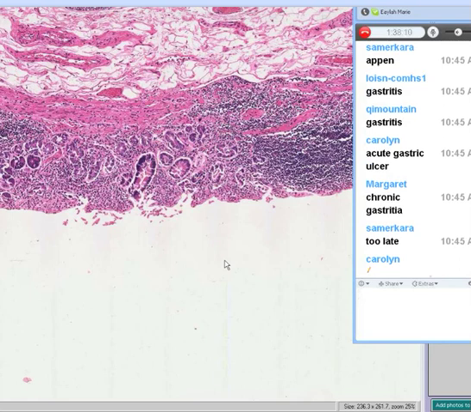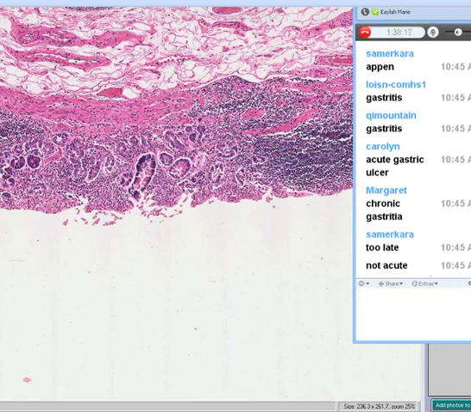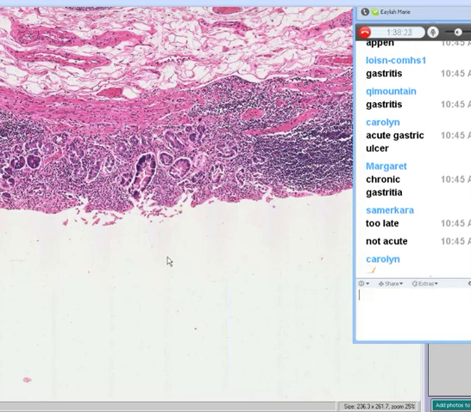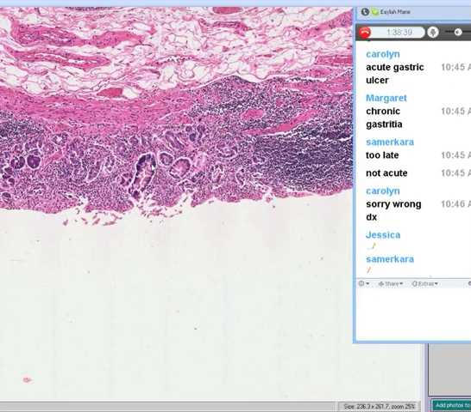Carolyn, you called it acute ulcer. That means you think you're seeing neutrophils. But you could see from here, even without blowing them up, these are lymphocytes. These are lymphocytes. These are lymphocytes. So this is chronic gastritis. That's the only thing I wanted to point out. And let me ask you another question. No, you were pretty close, Carolyn. That's okay. Let me ask you another question.